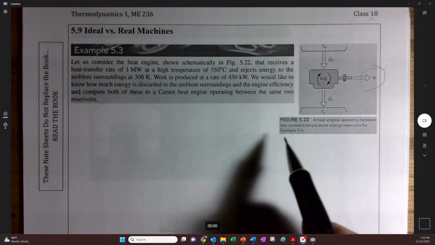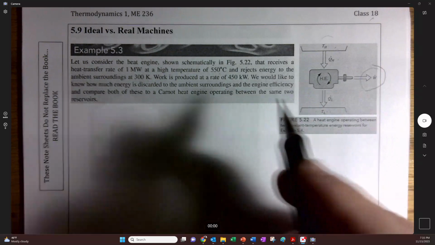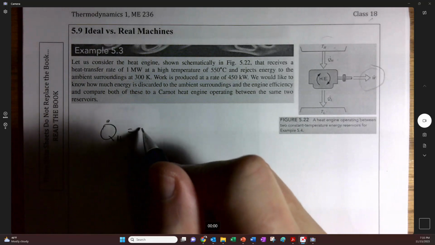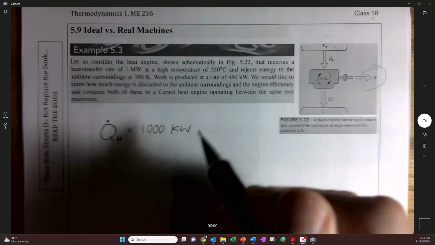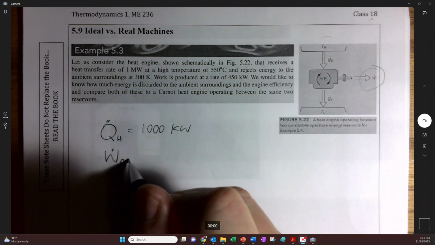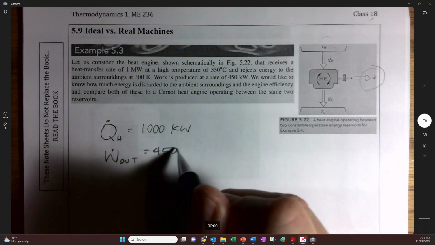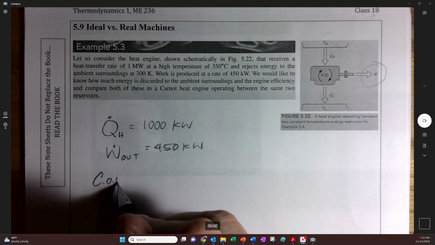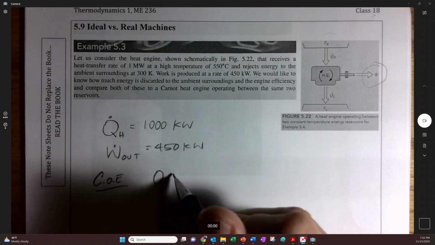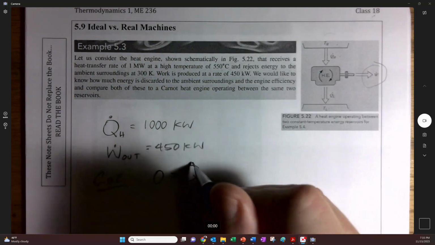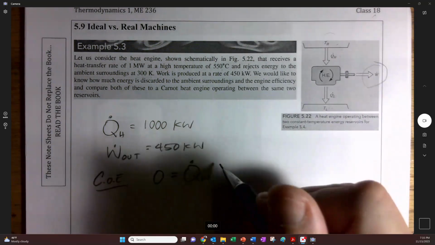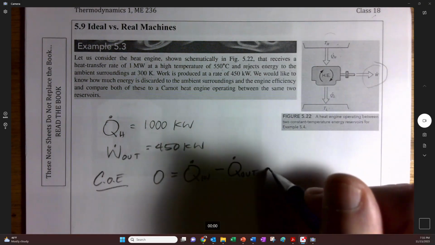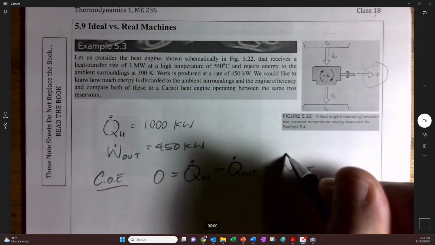All right, so we're assuming this is a real engine. The high heat transfer rate is 1,000 kilowatts, and the work out is 450 kilowatts. We don't need to do much for this. We just use conservation of energy and write 0 equals the heat in, minus the Q out, and minus the work out, or power out, because it's a rate.